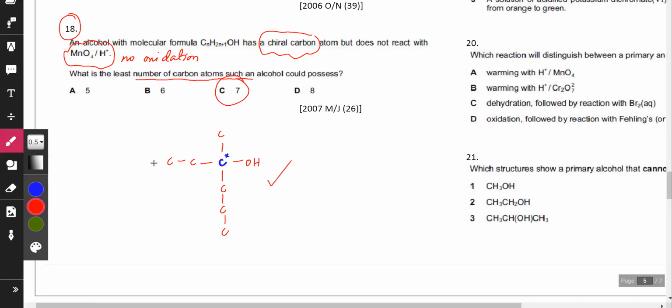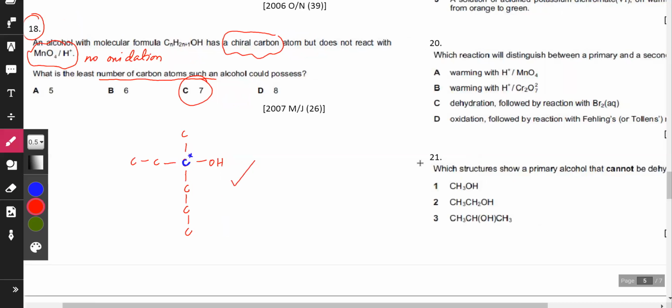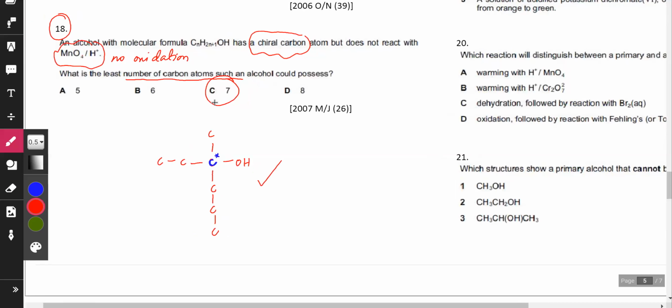Somebody sent me a question like this. I think Mohammed, you sent me this question. Okay, but that wasn't about alcohols. I think that in that question they were looking for the alkane with the least number of carbon atoms that is chiral. So this carbon atom could have a hydrogen, it could have a carbon over here, it could have two carbons on this side, it could have three carbons on this side. So in that way, this carbon would become chiral.